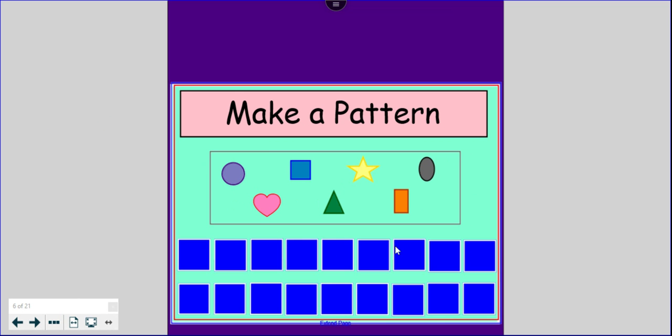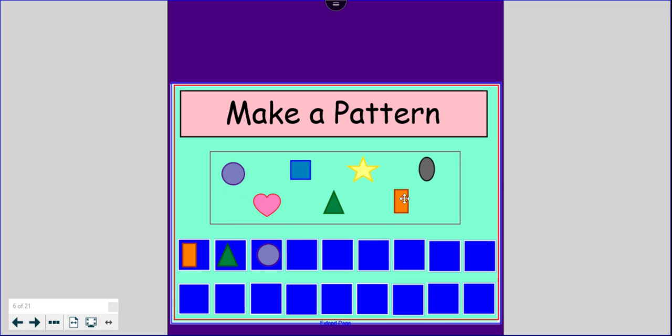Let's see, which shapes do we want today? I think I'm going to use rectangles, triangles, and circles. Rectangle, triangle, circle is how I want to start my pattern. Rectangle, triangle, circle. What will come next if I'm making an A, B, C pattern?